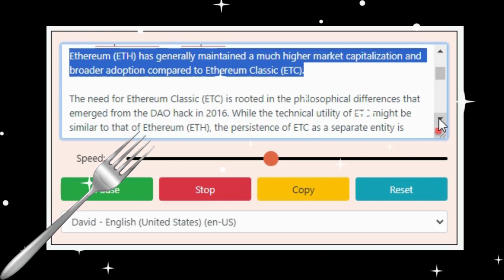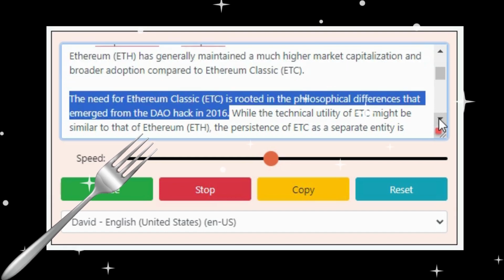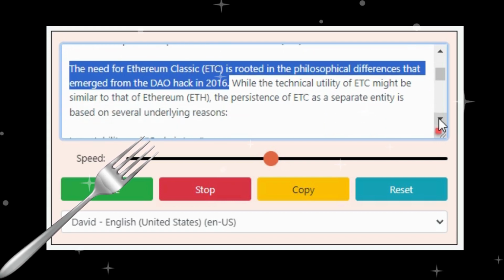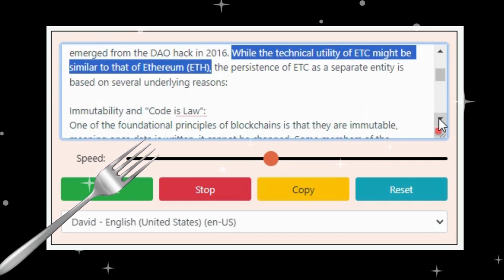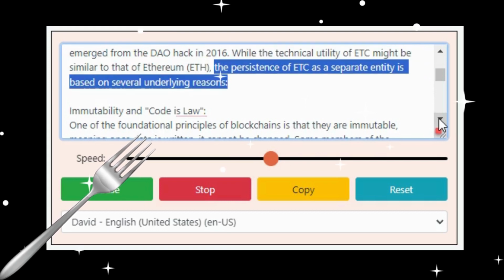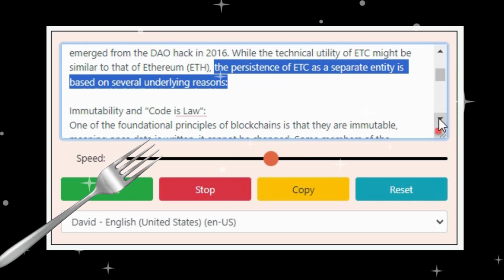Market capitalization and adoption. Ethereum, ETH, has generally maintained a much higher market capitalization and broader adoption compared to Ethereum Classic, ETC. The need for Ethereum Classic, ETC, is rooted in the philosophical differences that emerged from the DAO hack in 2016. While the technical utility of ETC might be similar to that of Ethereum, ETH, the persistence of ETC as a separate entity is based on several underlying reasons.